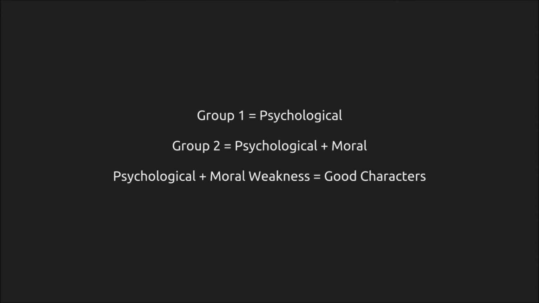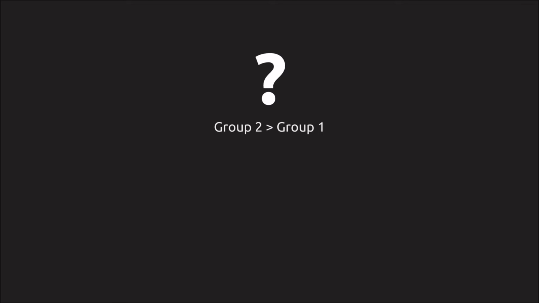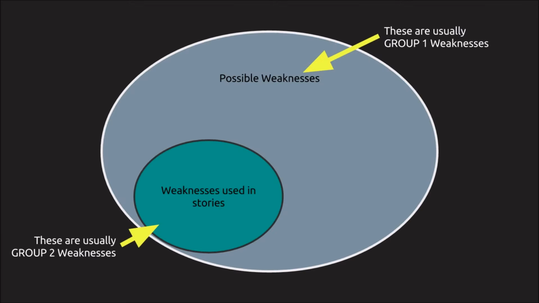This might lead you to believe that Group 1 weaknesses are bad to choose, but I don't believe this is true. Any weakness can be elaborated in such a way to hurt others. So when a weakness is internal, it doesn't mean it's a bad weakness. It just means it's a weakness that needs to be fleshed out more. To me, Group 1 weaknesses are an entire realm of possible story ideas that could be told that no one chooses to tell.